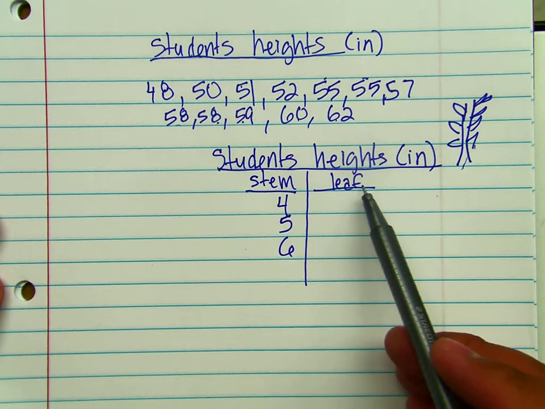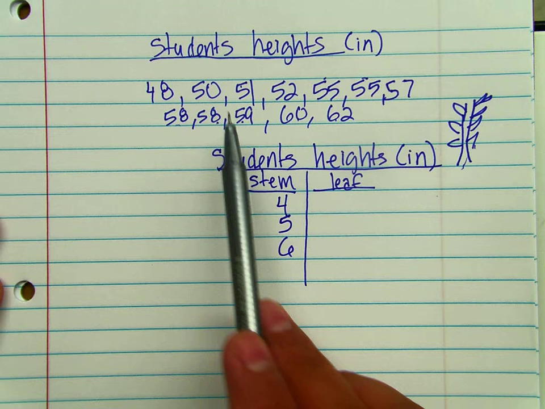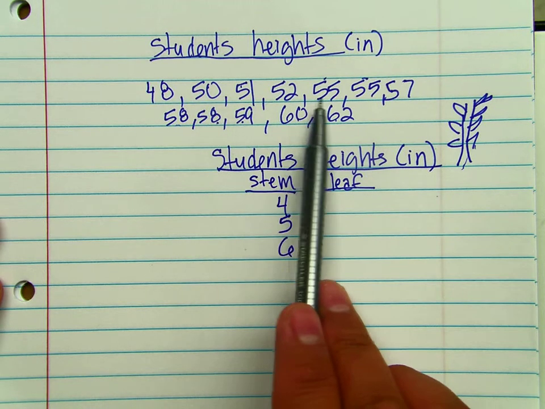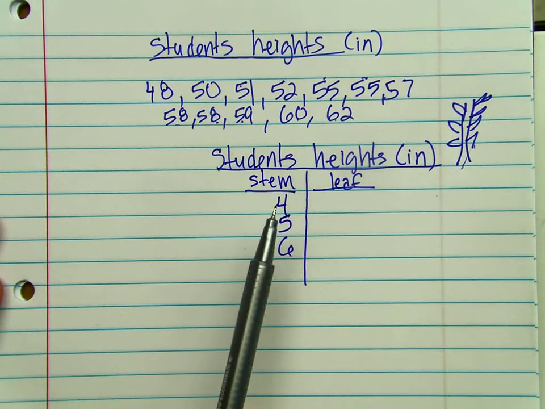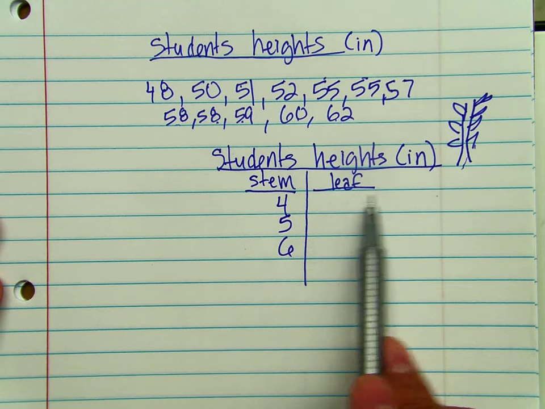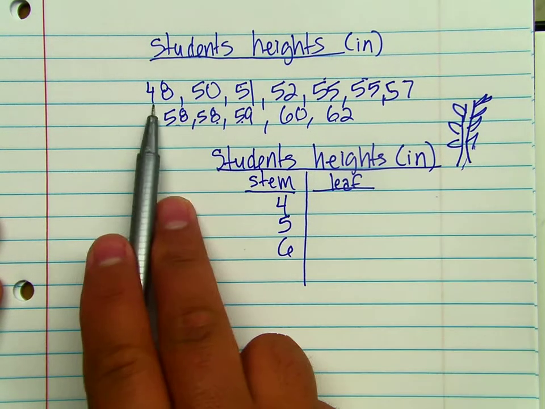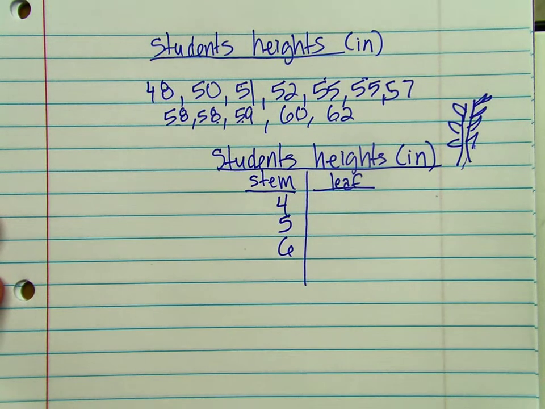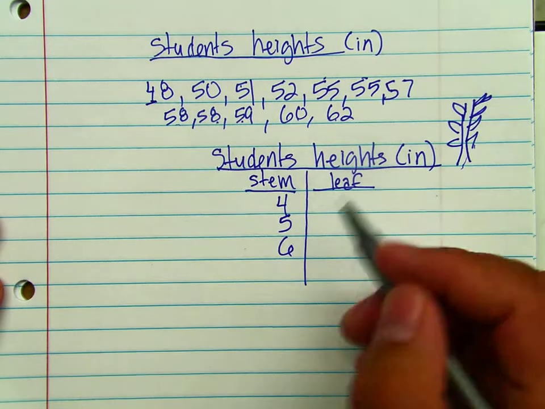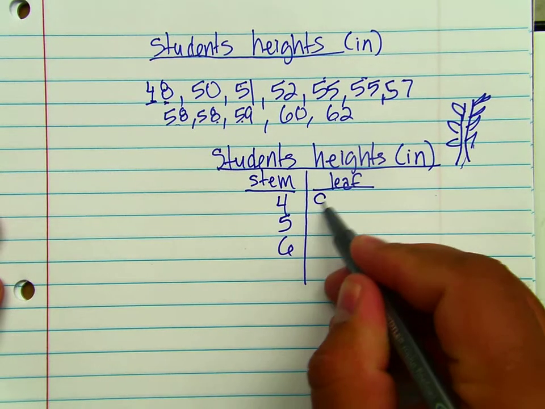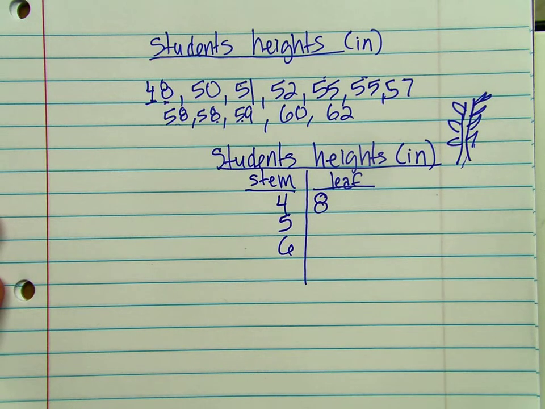Now, the leaf is going to be the ones place. And you can see some of these have multiple digits that are the same in the ones place. And the way we show that on a stem and leaf plot is by keeping them on the same line. So, for instance, we have 48 as a height, so almost 48 inches tall. The stem is the tens, the 4, and the leaf is going to be the ones place, which is going to be 8. So it'll look like that, 48.